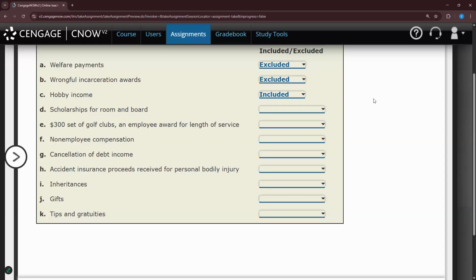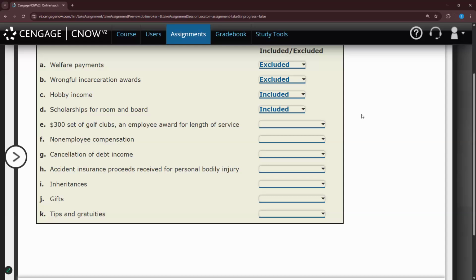This is something very important to keep in mind for students. D, scholarships for room and board. So when you receive a scholarship to attend a college or university, anything related to qualified educational expenses is not considered taxable. However, if a portion of your scholarship covers room and board and any expenses that are not directly related to your tuition, unfortunately, that is going to be included in income. So for those of you that are potentially considering getting a scholarship, this is something to keep in mind, because when you receive that form 1098-T, any amount that is allocated to room and board is going to be considered income.